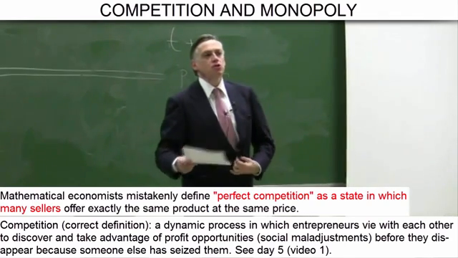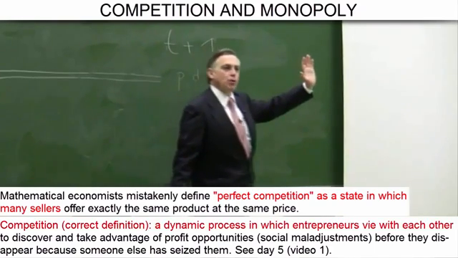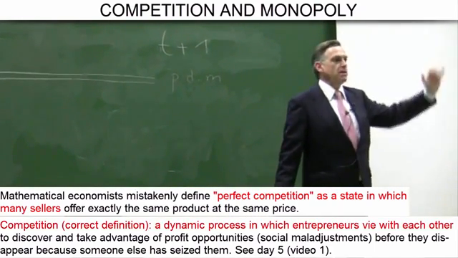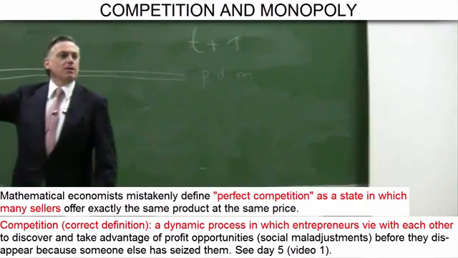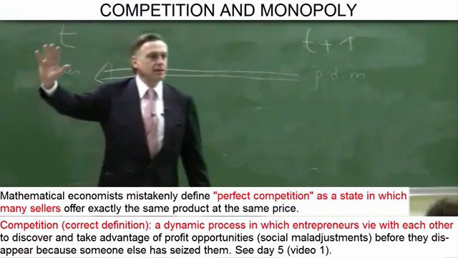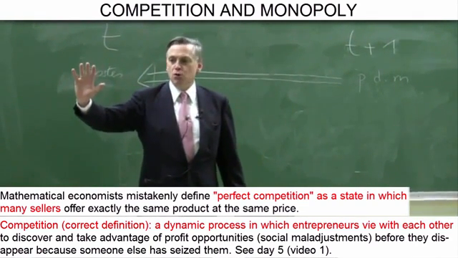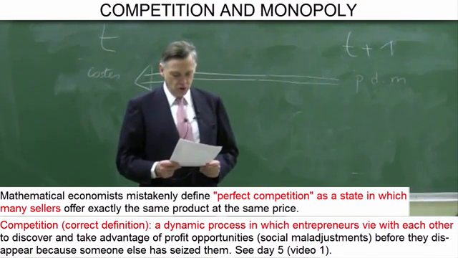So we see there are two alternative and opposing concepts of competition. Competition as a dynamic process of rivalry, which is the correct concept of competition, and also the mockery mistakenly referred to as perfect competition, which is typified by a situation in which everyone does the same thing, and therefore no one competes.